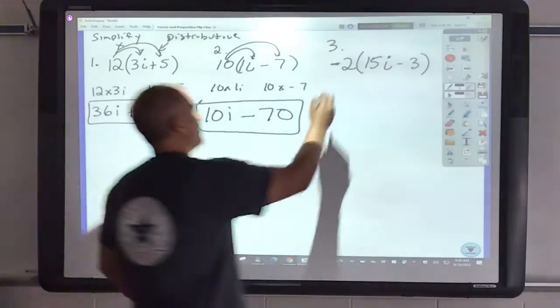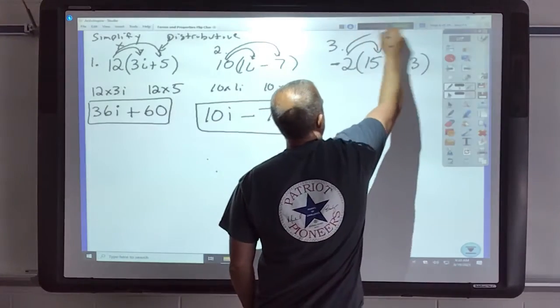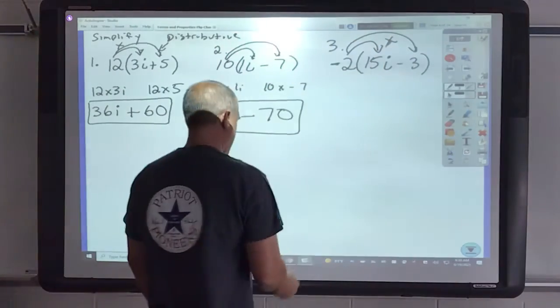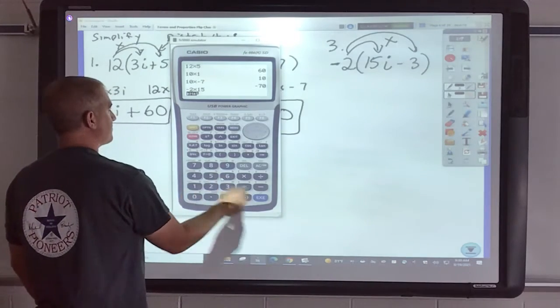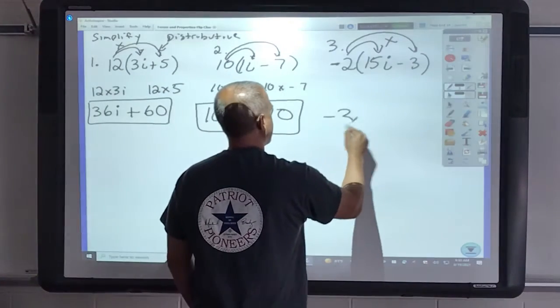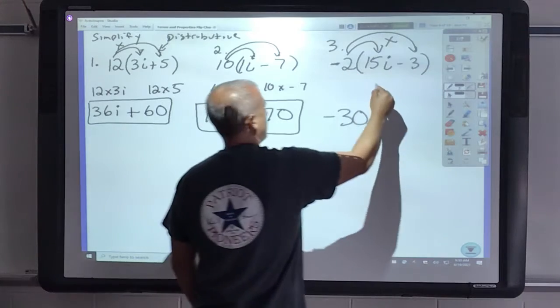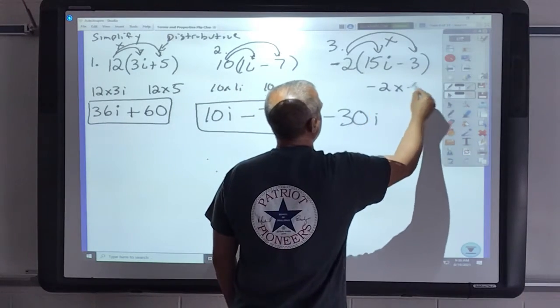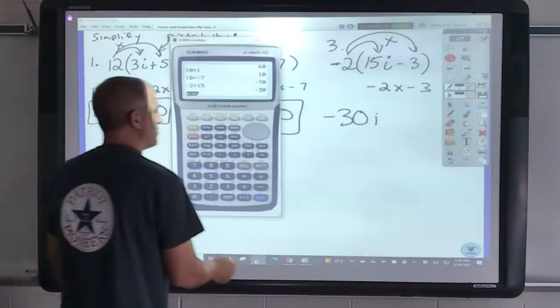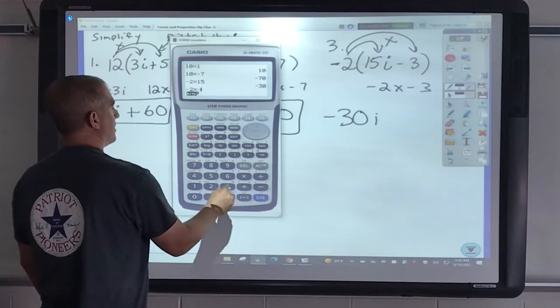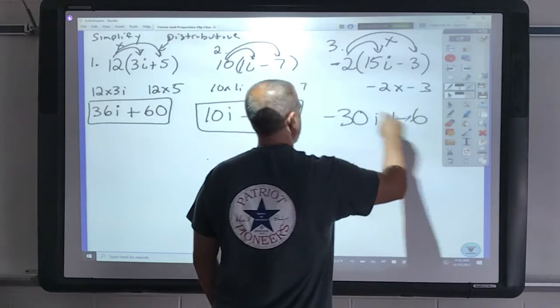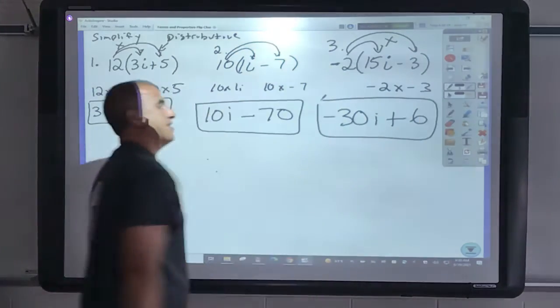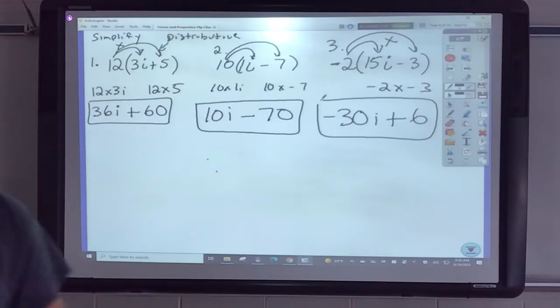I got this. Now I'm just going to multiply here. This is just multiplication. Negative 2 times 15 is negative 30i. And this is where I have to be careful. This is negative 2 times negative 3. Make sure you watch the operations. Negative 2 times negative 3 is 6, which is a positive 6, so I put a plus sign there. You can use Desmos for the calculations. I think everybody understands how to do that.